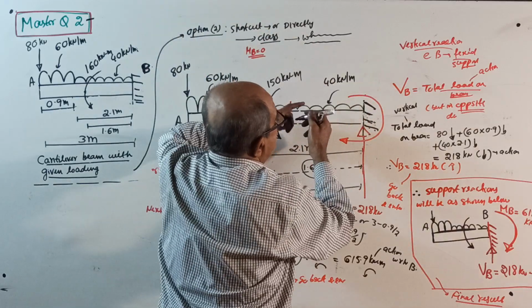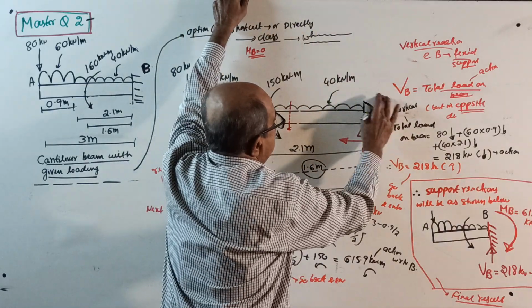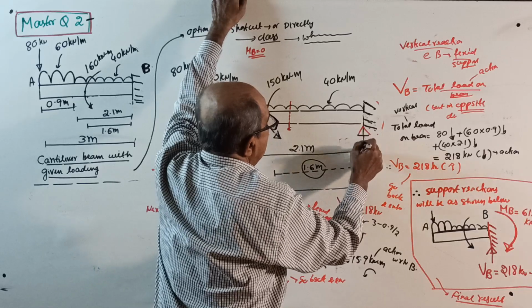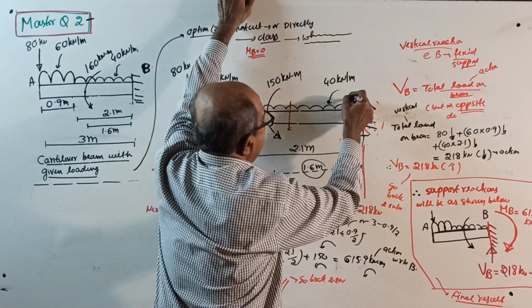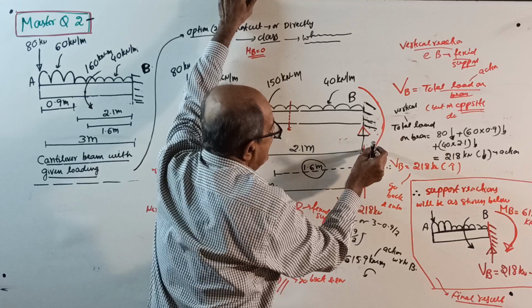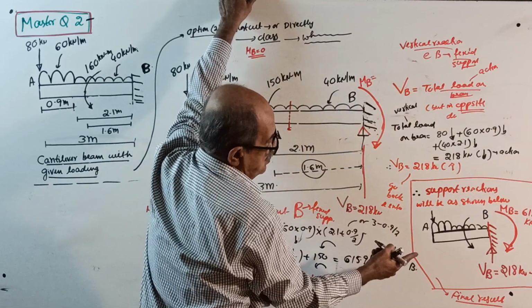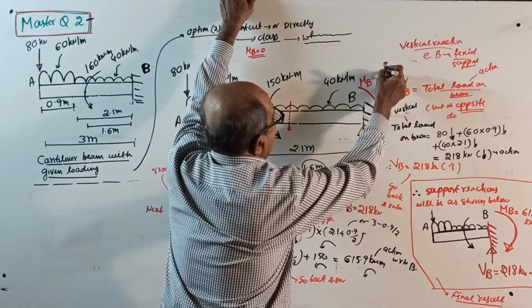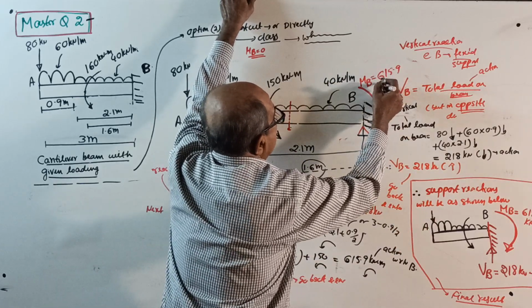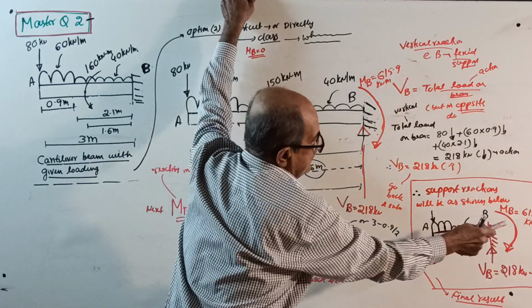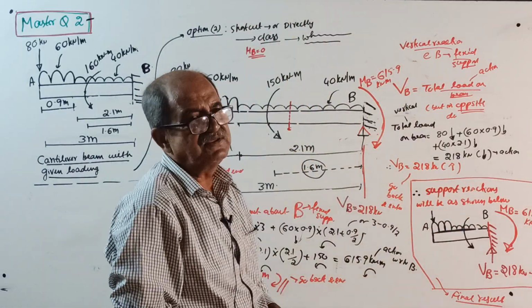Clockwise, this is B. B is disturbing me. I'll put B here. B here, okay. MB equal to 615.9 kilonewton meter. See the answer there? Same. Okay, that's all over.